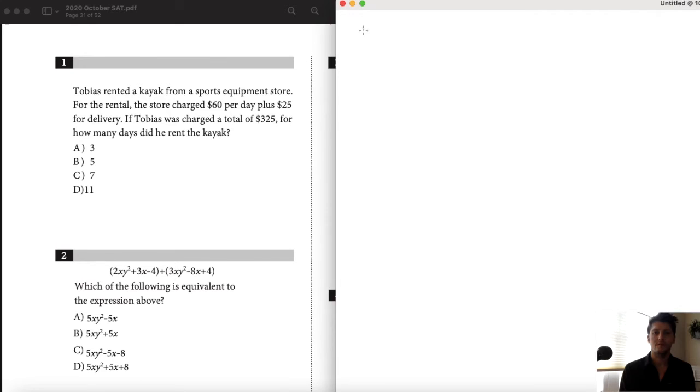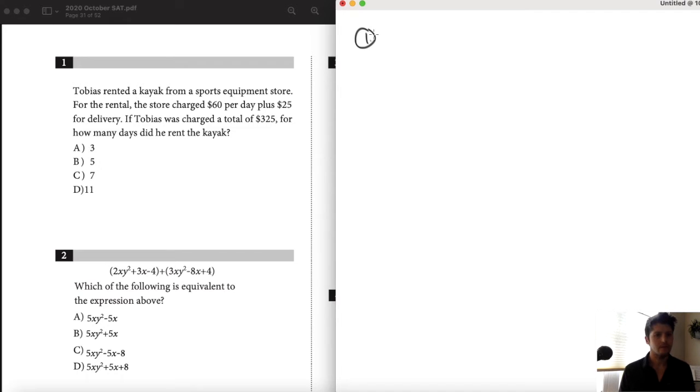Today we're going to look at the October 2020 non-calculator section. Let's jump right in. So here's number 1. Remember, every time you see a paragraph, start with the last sentence, and we'll do that here. If Tobias was charged a total of $325, for how many days did he rent the kayak?